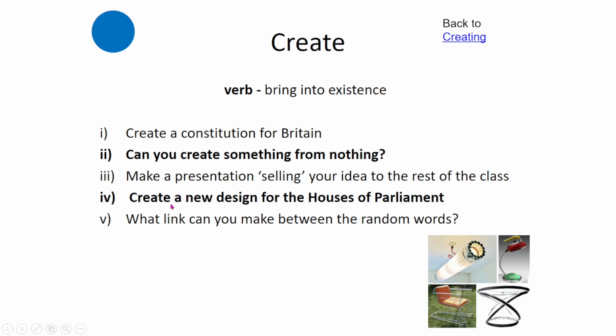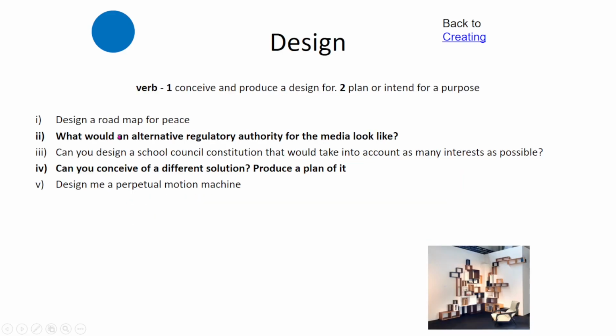Design: conceive or produce a design, plan or intend for a purpose. Design a roadmap for peace. What would an alternative regulatory authority for the media look like? Formulate: create or prepare methodically. Express an idea in a concise and systematic way. Formulate an argument in support of proportional representation. Develop your work until you can express it systematically.